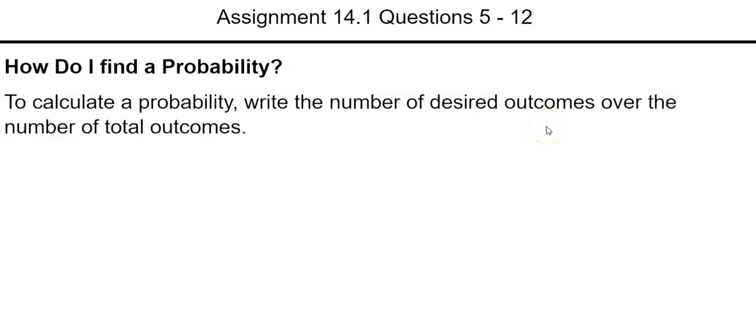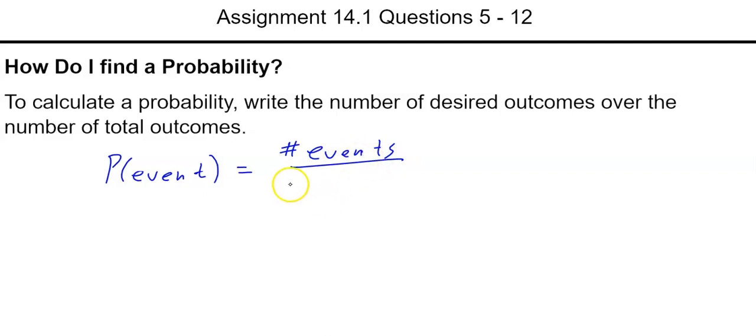Alrighty, Patriots. Let's now look at questions 5 through 12 on assignment 14.1. So to calculate a probability, because that's what we're going to find now, how do we find probability? To calculate a probability, we're going to write the number of desired outcomes over the number of total outcomes. So to find the probability of something occurring, it's going to be written as the probability of whatever I want to happen. That's going to be the number of events that I want to happen over the total number of outcomes.